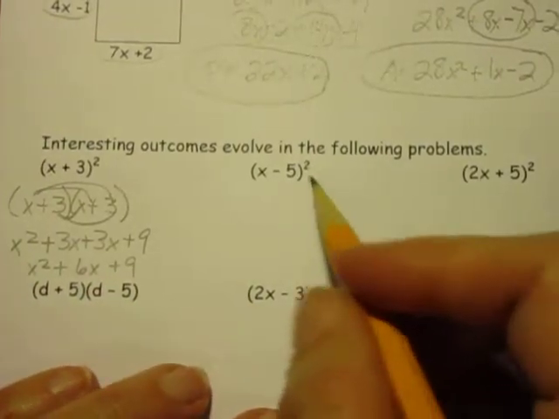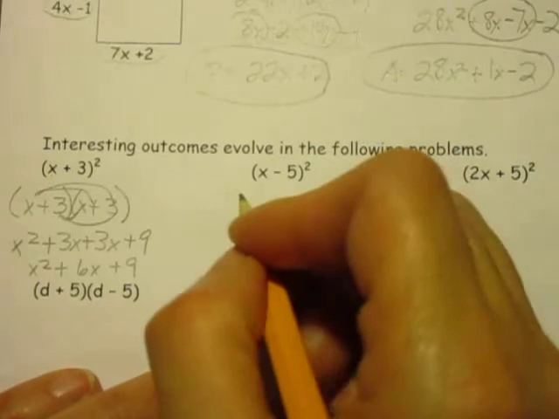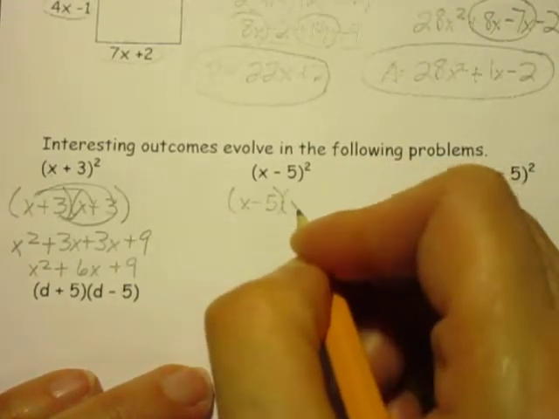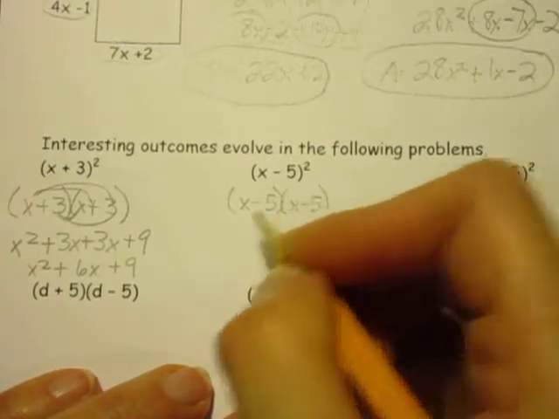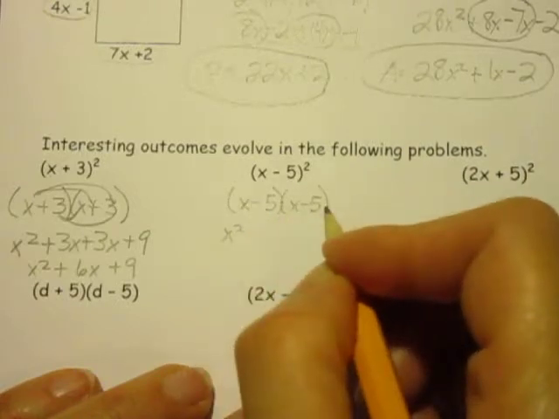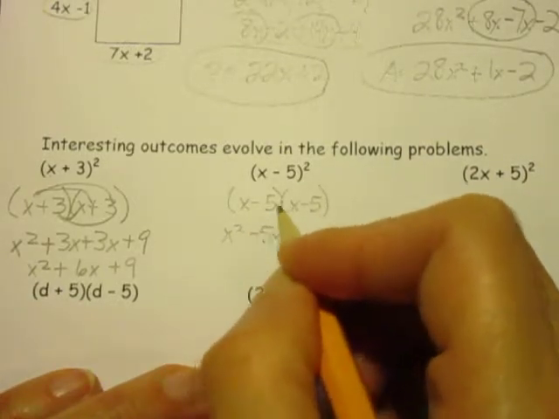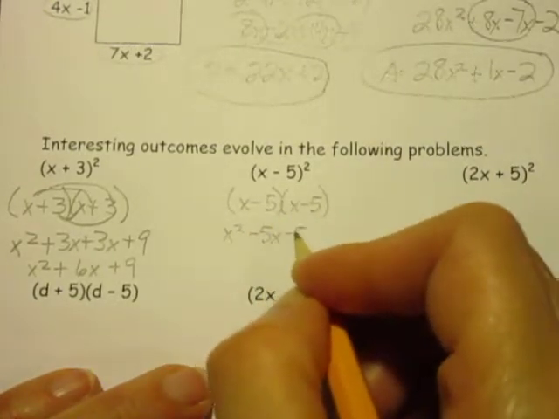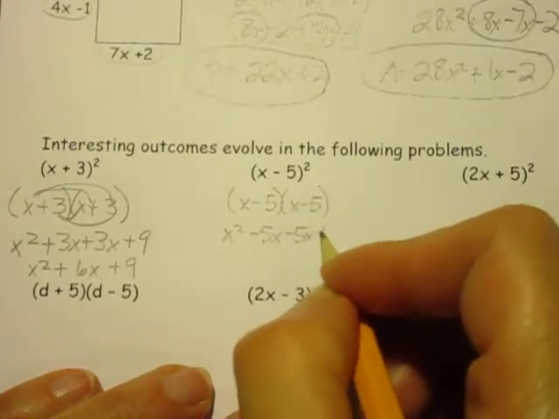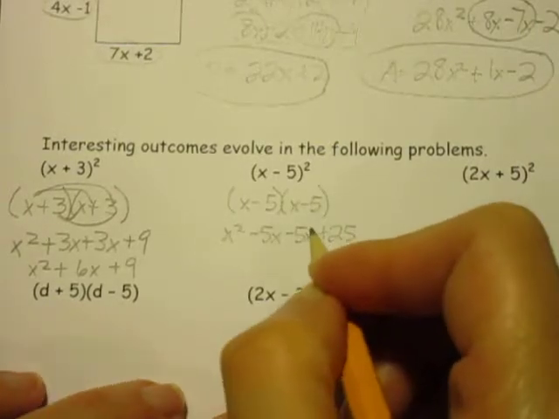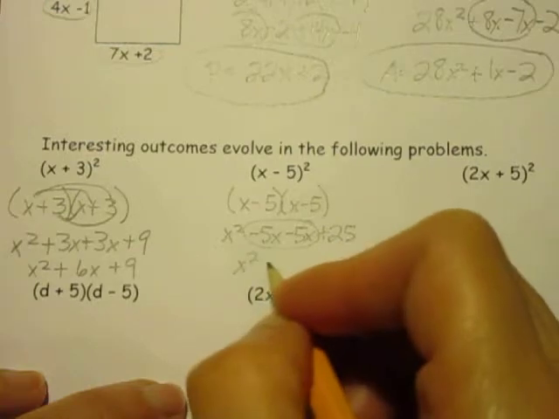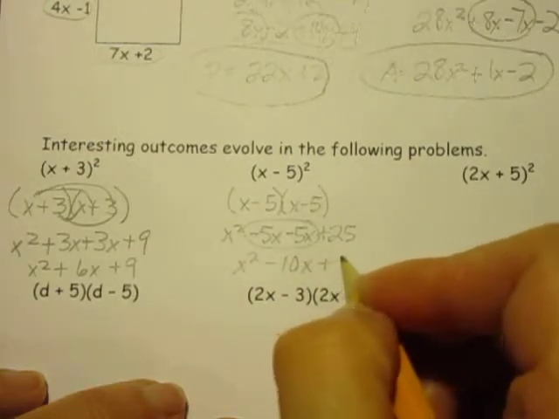Okay, how does this play out when we have a negative in here? But again, it's kind of the same scenario. That expression times itself twice. And you have to do the rainbows and scoops. So x times x is x squared. X times negative 5 is minus 5x. Negative 5 times x is minus 5x. Negative 5 times negative 5, that's a negative times a negative. That's going to come out to be positive 25. So when we collect our middle terms, we end up with x squared minus 10x plus 25.